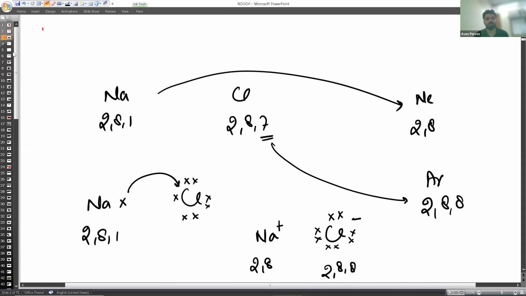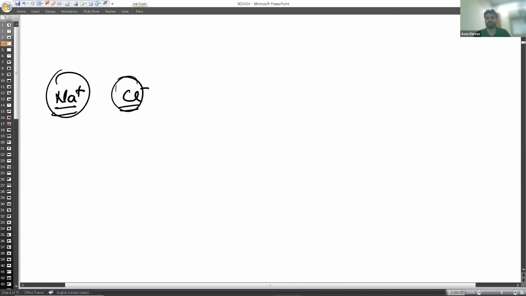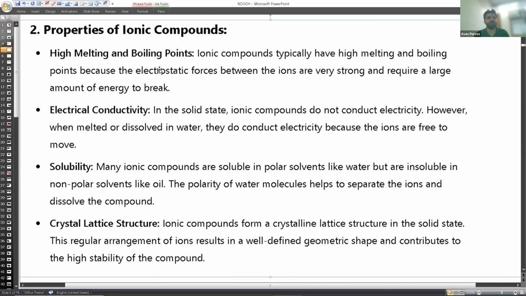Okay. So what are the properties of ionic compounds? They have very high melting and boiling points. And if I talk about the properties of ionic compounds, why do they have high melting and boiling points? Because of the electrostatic force between the ions, which is very strong and requires a large amount of energy to break.